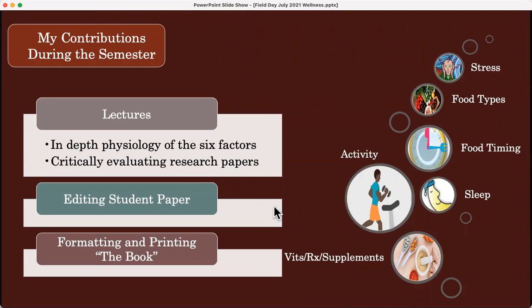So during the semester, what I teach and what I provide are in-depth lectures of the physiology of the 6 factors, and critically evaluating research papers along with students, and then editing student papers as they write them. And then we format and print what we call the book. So everybody contributes to a semester book.